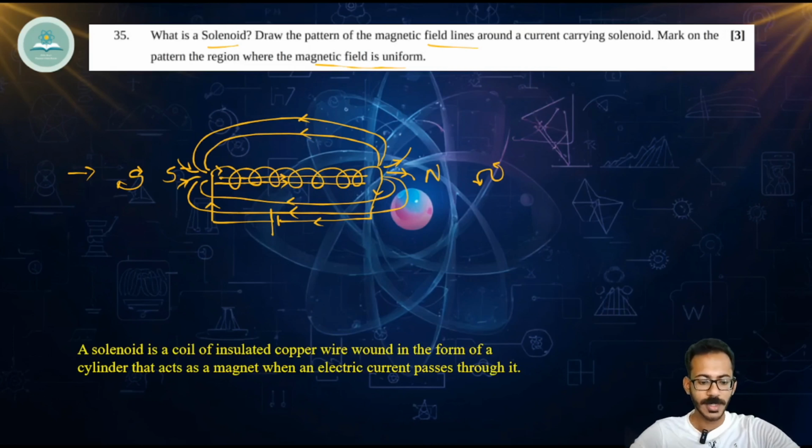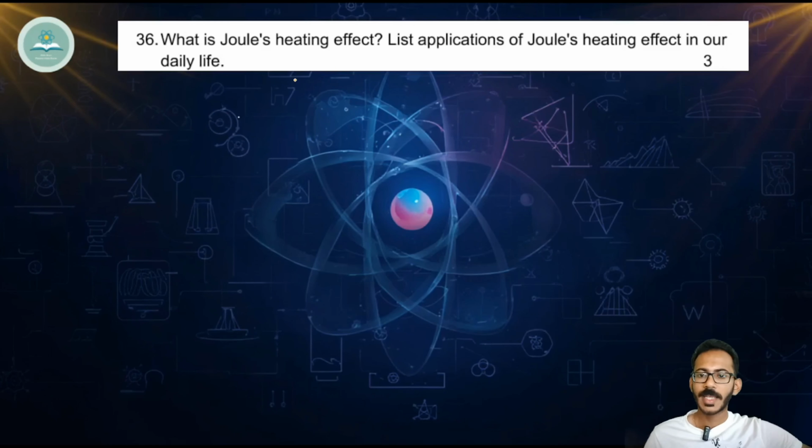Now we'll go to the next question. Next question is, what is Joule's heating effect? What is that effect? List the applications of Joule's heating effect in our daily life. So what is Joule's heating effect? When electric current passes through a current carrying material, it will produce heat. That is heating effect, Joule's heating effect. The mathematical statement is H = I²RT. So when current increases, the heat increases. When resistance increases, again heat increases. Then when the time increases, again heat increases. So this is the mathematical statement of Joule's heating effect.